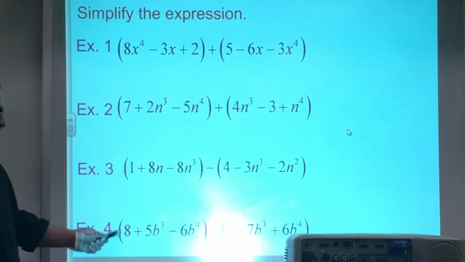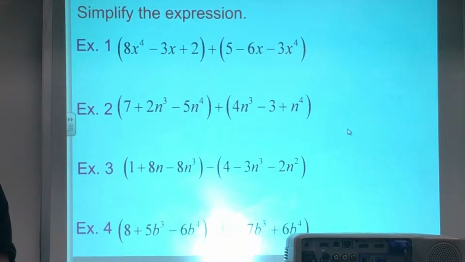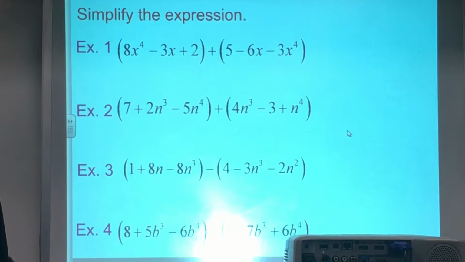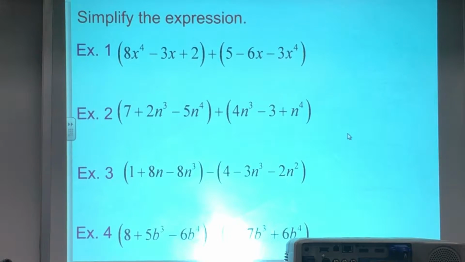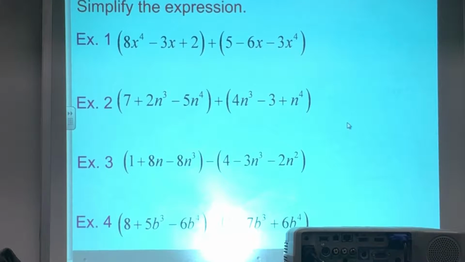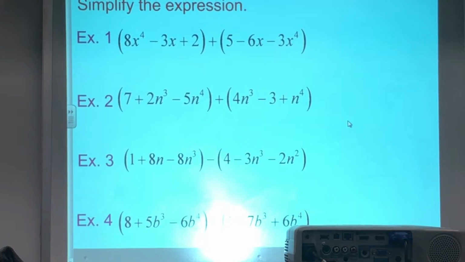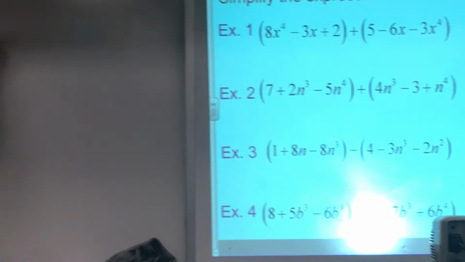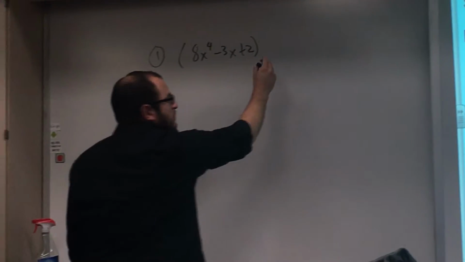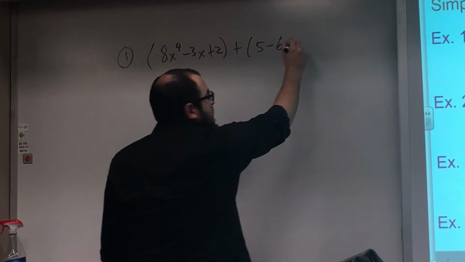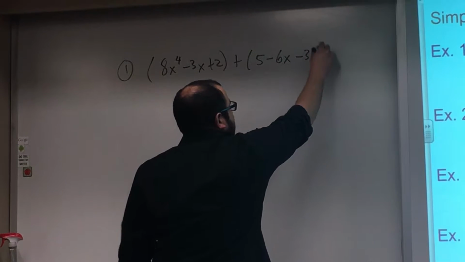Pay attention to the parentheses. Again, Mr. Mira likes to trick you guys, so pay attention to where you don't actually need parentheses and where you actually do need parentheses. Okay. So example number 1, we have 8x to the 4th minus 3x plus 2 plus 5 minus 6x minus 3x to the 4th.